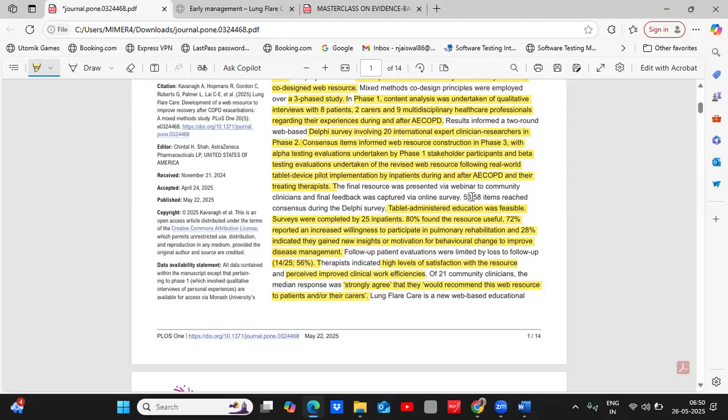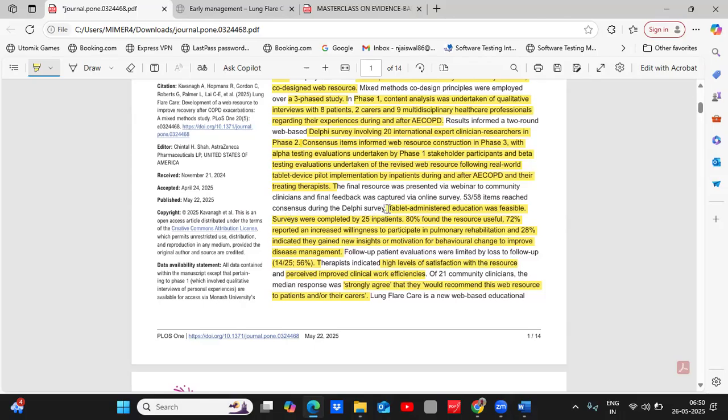survey. If you see, 53 out of 58 items reached consensus. So they developed 58 items in that web resource. That means 58 items of educational content were covered, and out of those, 53 items reached consensus during the Delphi survey.